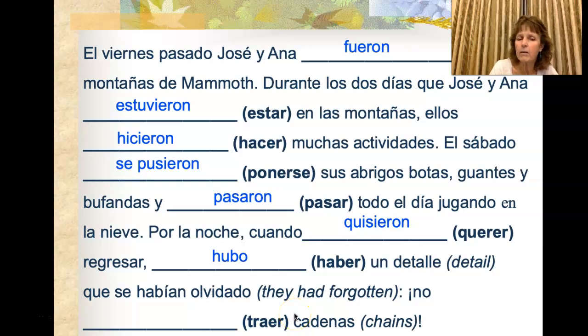And how do you put that in the preterite? Trajeron. Okay? Now, just an example of using these irregular preterites, but also some of them are just regular verbs. This is the way you're going to have it on tests. They're going to be combined because in normal speech, you don't separate out irregular and regular verbs.